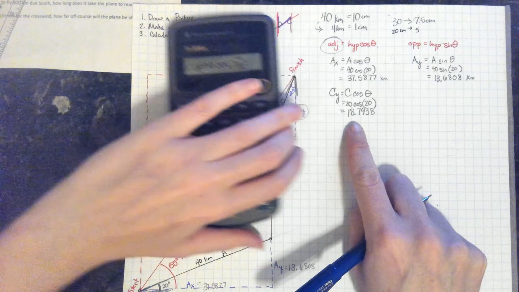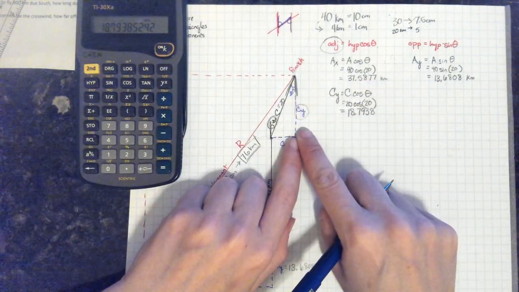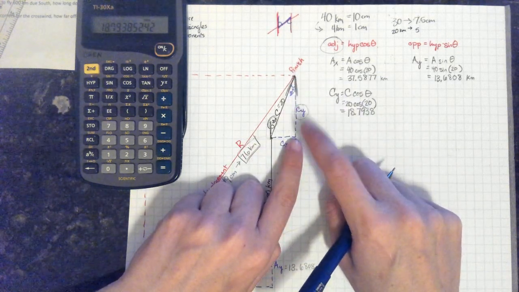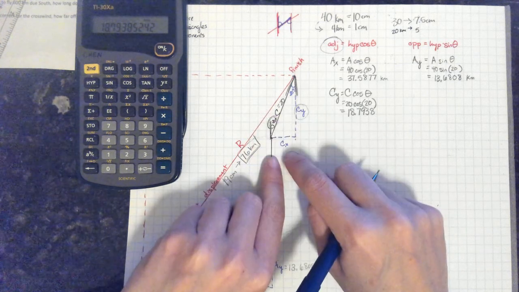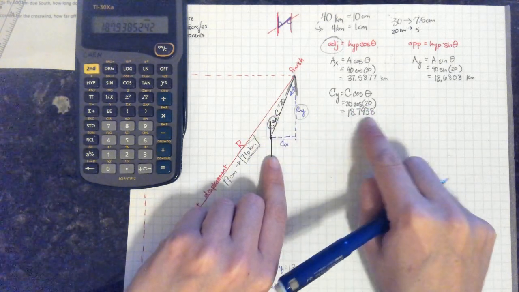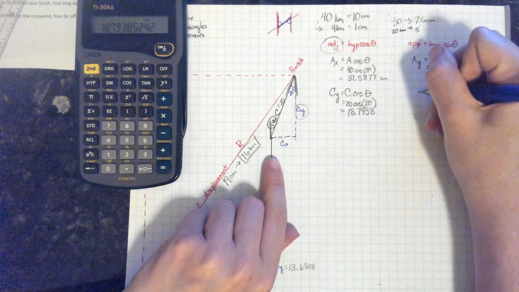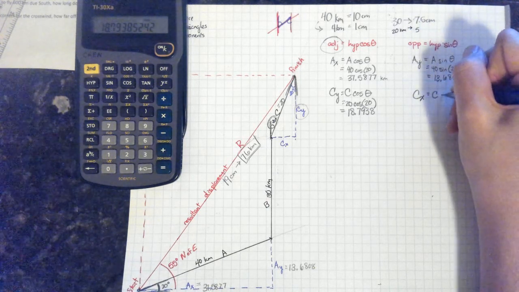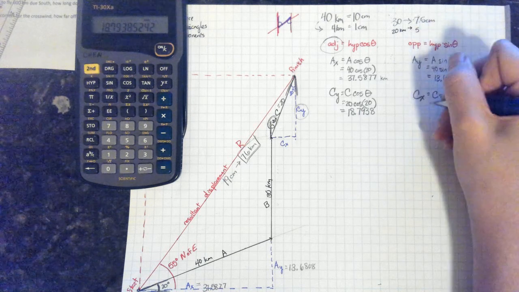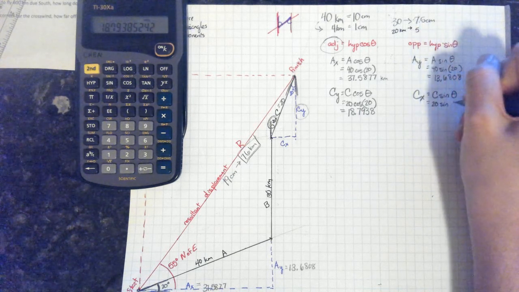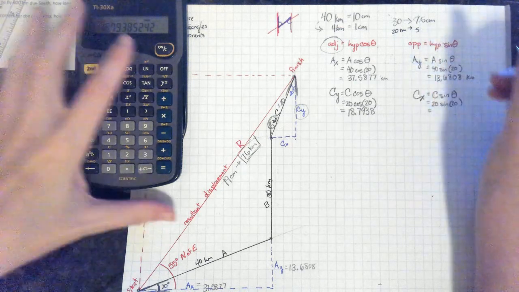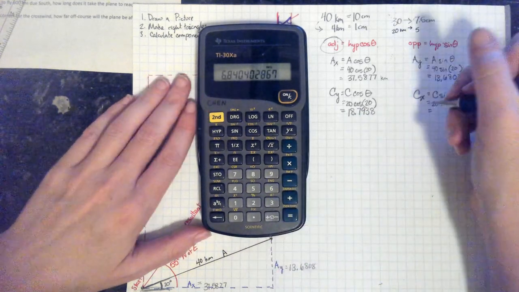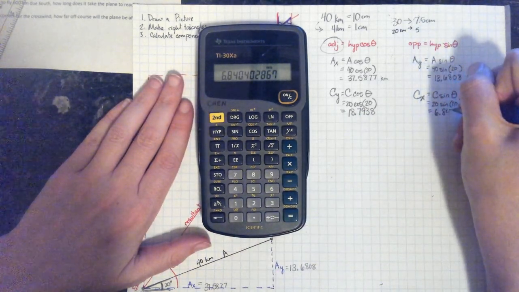This is another reason why estimating these is good, because CY, by our picture, should be pretty close to 20. It should be closer to 20 than CX is. And 18.7938 is pretty close to 20. CX is going to be C sine theta. So we have 20 sine 20, which equals 6.8404.